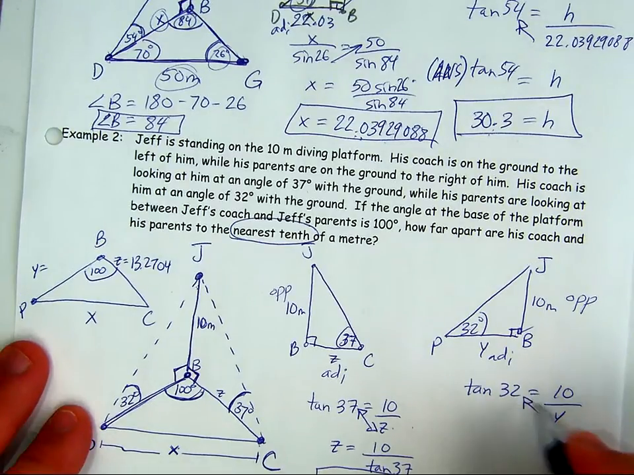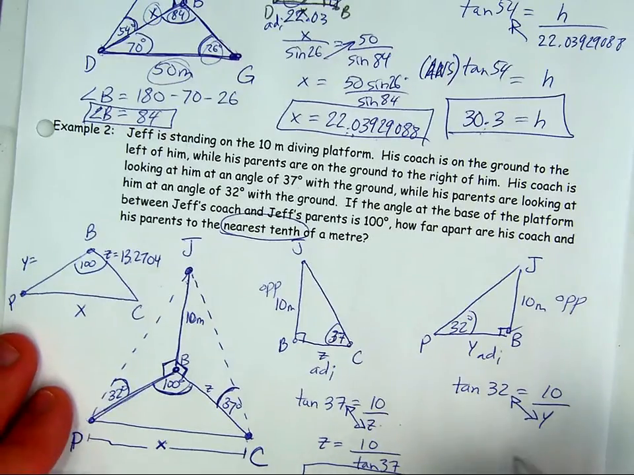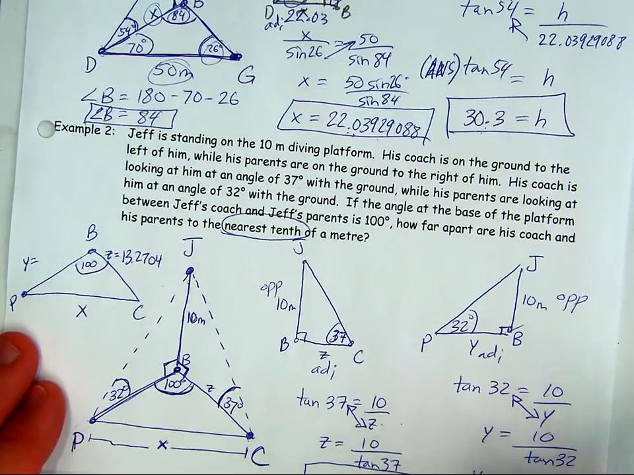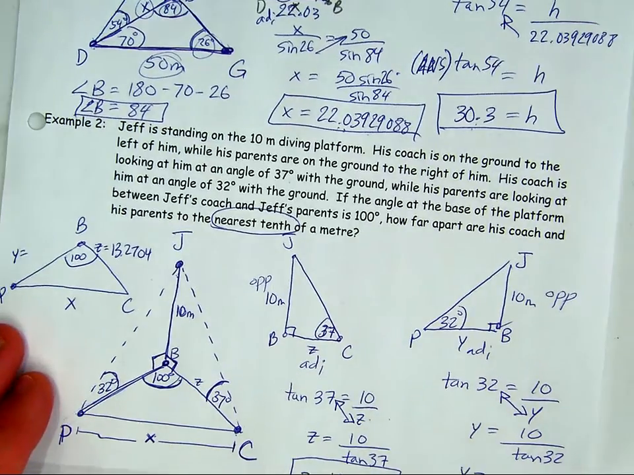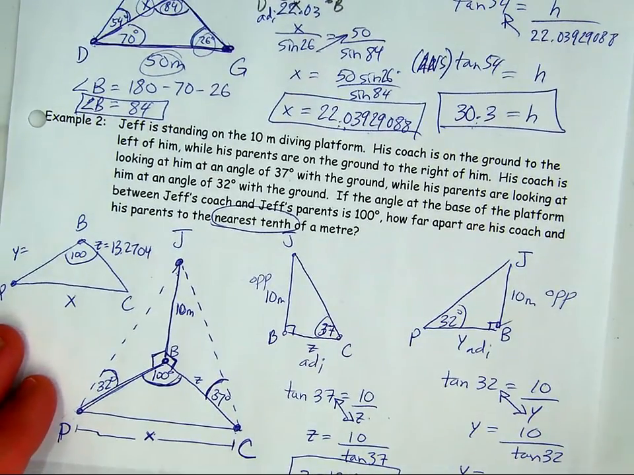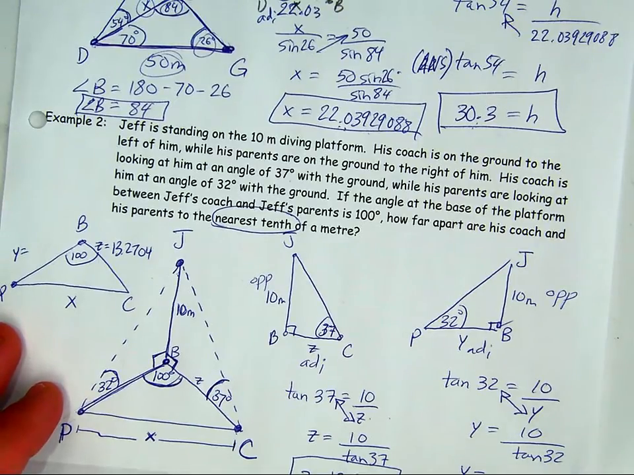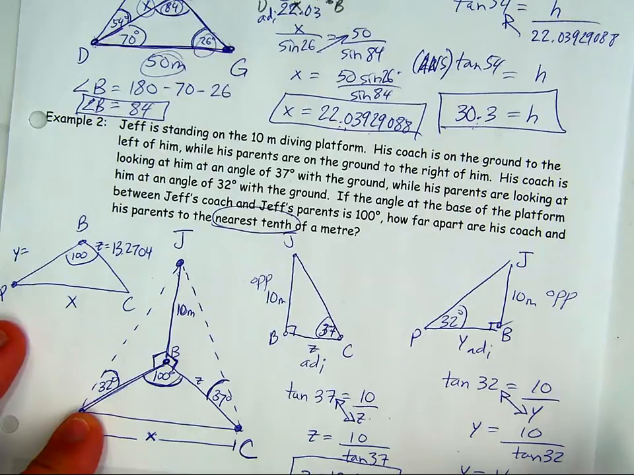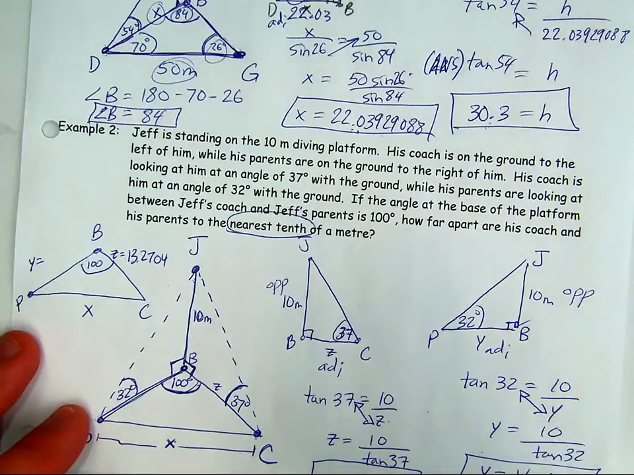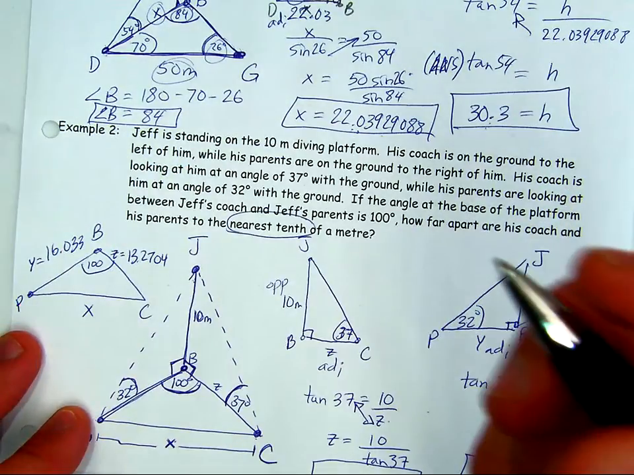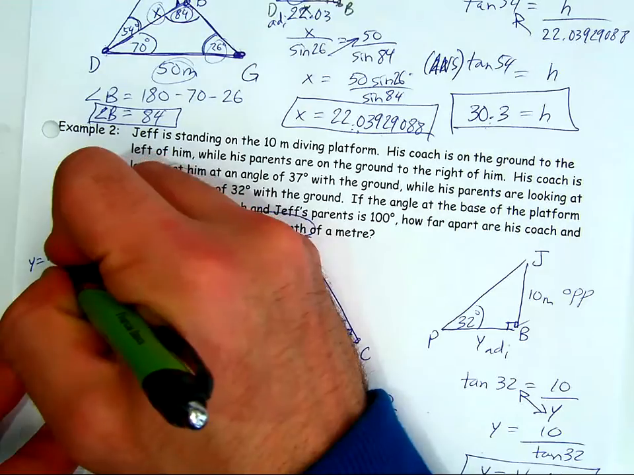Cross multiplying the Y and dividing by tan 32 in one shot, I'm going to get Y is equal to 10 over tan of 32. So Y is going to be equal to, if I do 10 divided by tan of 32, I'm going to get 16.0033. So that's what Y is equal to. 16.0033, so two zeros and then 3.